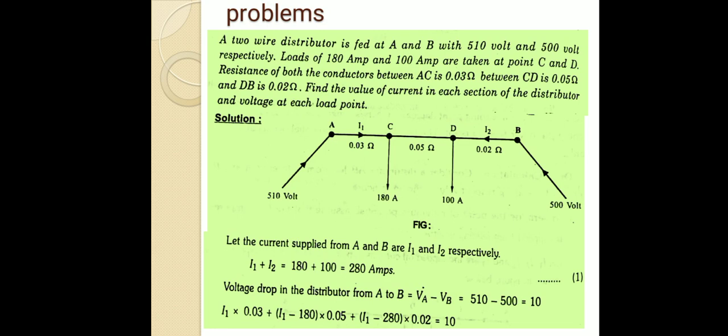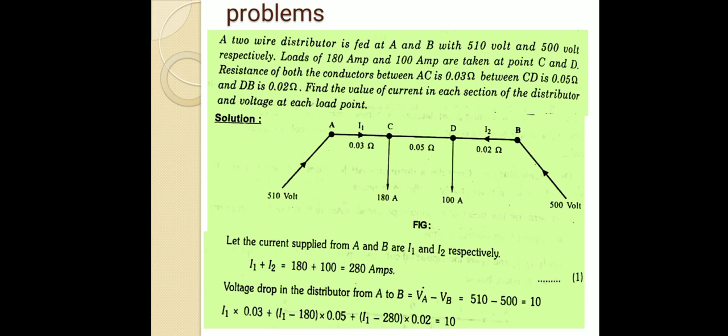So, the first problem is: a two-wire distributor is fed at points A and B with 510 volts and 500 volts respectively. Loads of 180 amps and 100 amps are taken at points C and D. The resistance of both the conductors between AC is 0.03 ohms, between CD it is 0.05 ohms and between DB it is 0.02 ohms. Find the value of current in each section of the distributor and the voltage at each load point.